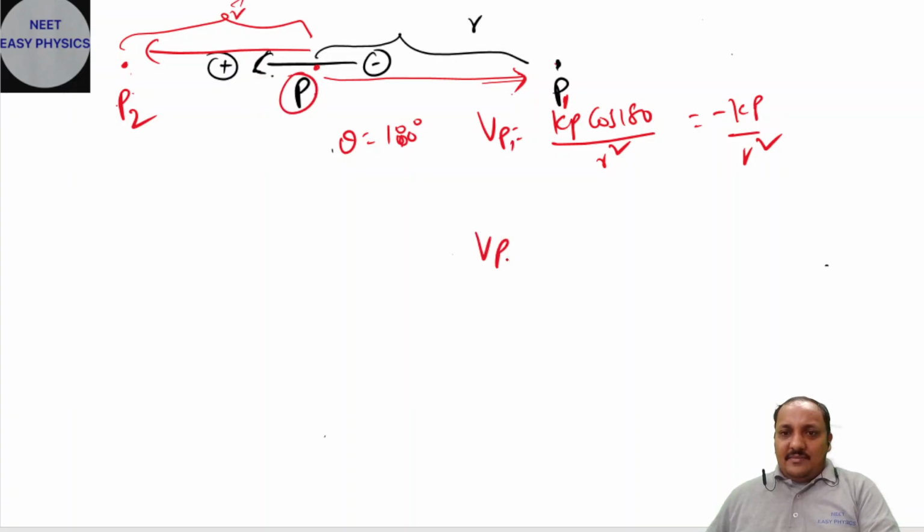Now the potential at point 2. This is the potential at point 1. Kp cos 0 by r, that is Kp by r.